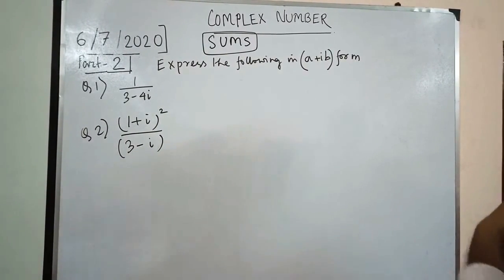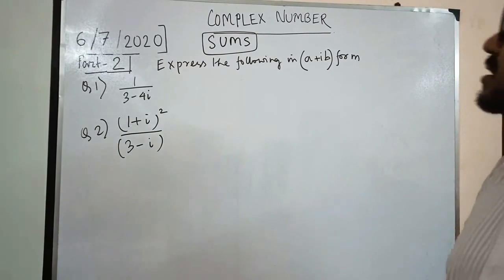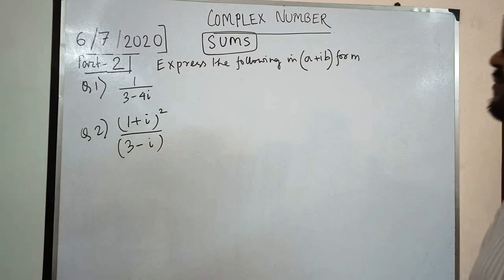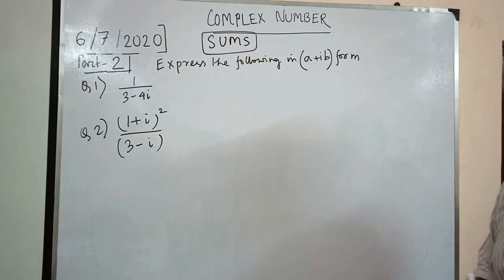So here we start with a few sums from complex numbers. We are going to express the following complex numbers in the form a plus ib. This type of sum you will get very often in exams, where you have to simplify the complex number. You have to rationalize sometimes and get the form a plus ib. That means you have to express it in standard form.